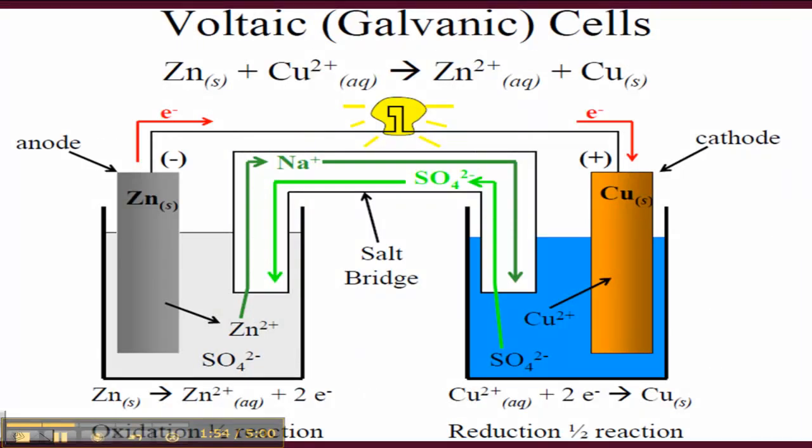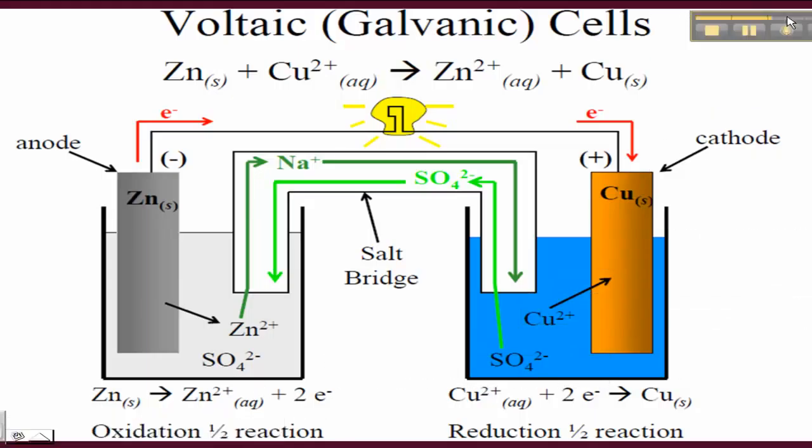So this is just a different picture. It uses a different salt bridge. We're using sodium sulfate here instead of sodium nitrate. But you can see that the oxidation reaction is taking place over here, and the reduction reaction is taking place over here at the cathode.